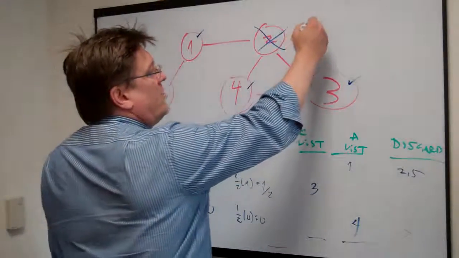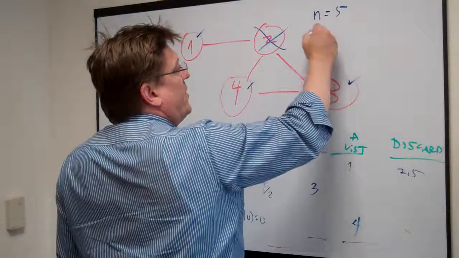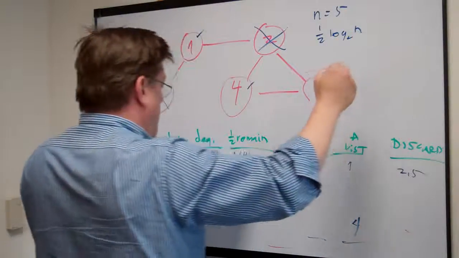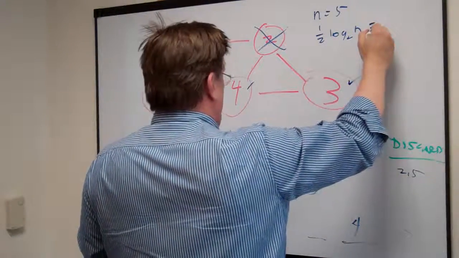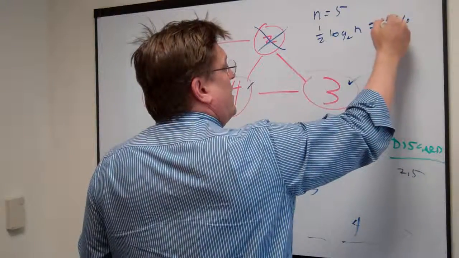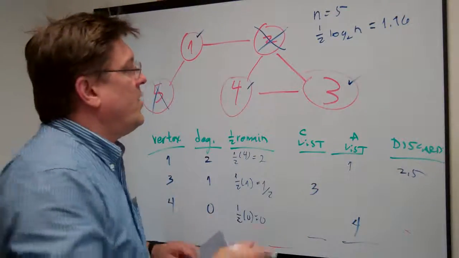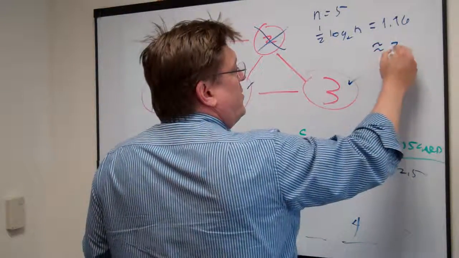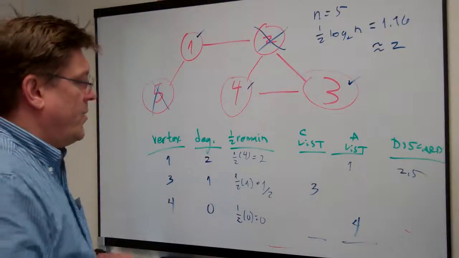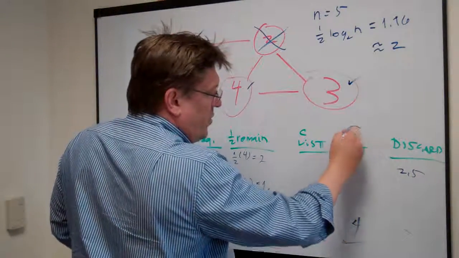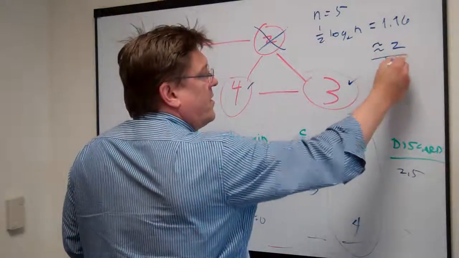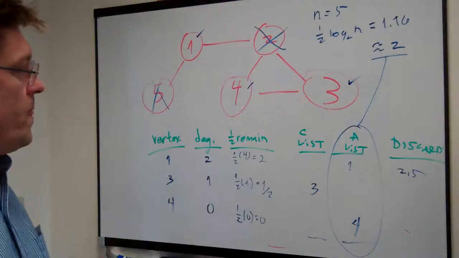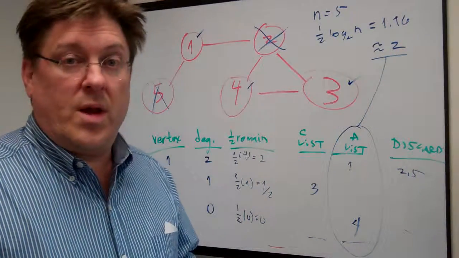Well, the number of nodes, n equals 5, so 1/2 log 2 of n equals 1.16. I calculated it out, you can check it out. But basically, we have to round up, so that's going to be 2. And we can see that 2, the anti-click list, is in fact less than or equal to 1/2 log 2 n.